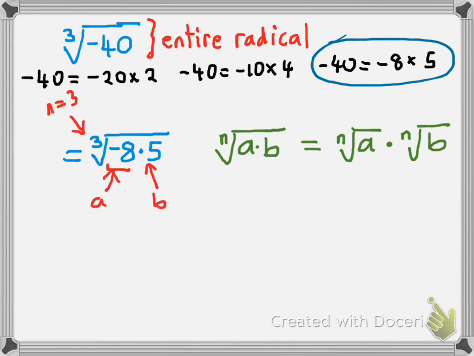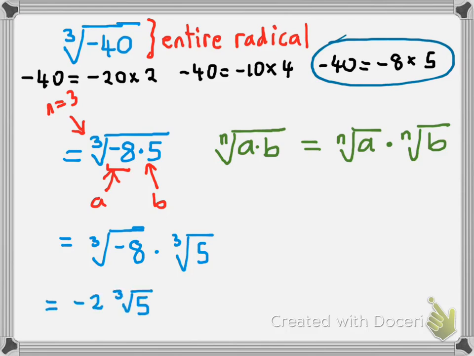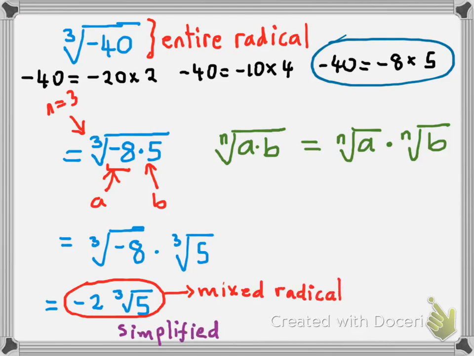And again, if you compare that radical to our formula that we introduced earlier on, you will see that they look alike. N is 3 in this case. You can think of A as negative 8 and B as 5. And we can simply break up that radical according to our formula. And we'll be taking the cube root of negative 8 times the cube root of 5, which will just give us negative 2 times the cube root of 5. So we have simplified that radical. It is now a mixed radical in simplified form.